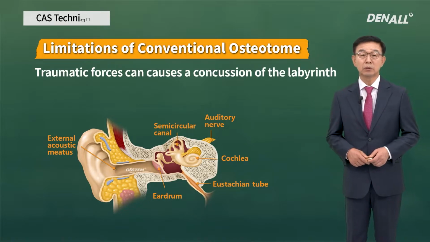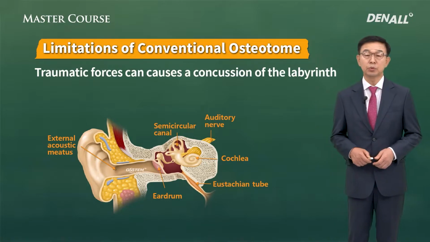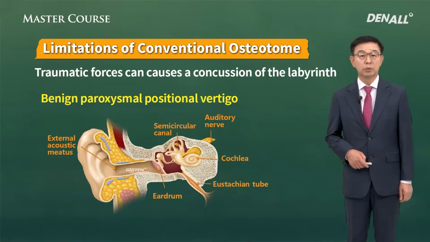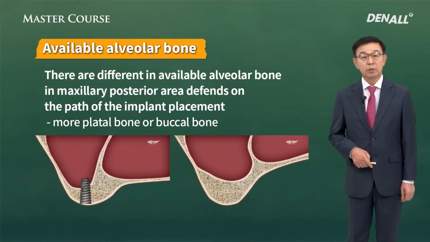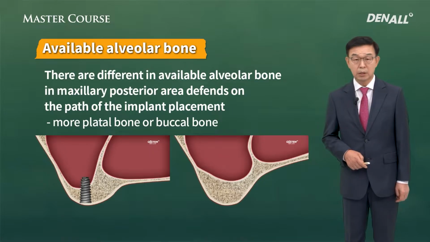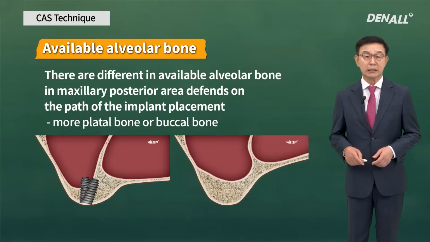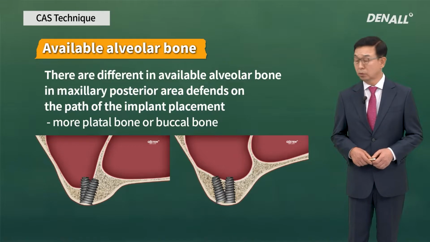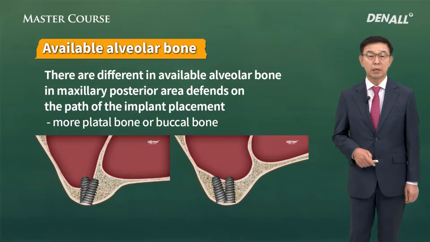Because a mallet is used at times, the patient can experience trauma in the middle ear, and after surgery, the patient can complain of severe dizziness. It can occur quite frequently. In the case of the upper posterior, the amount of residual bone may be different from what is shown on the X-ray and what is actually at the surgical site. Therefore, there can be many difficulties involved with the crestal approach using osteotome.